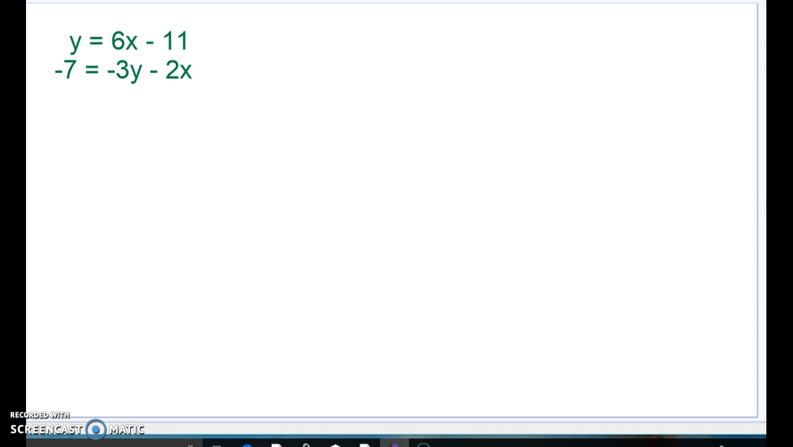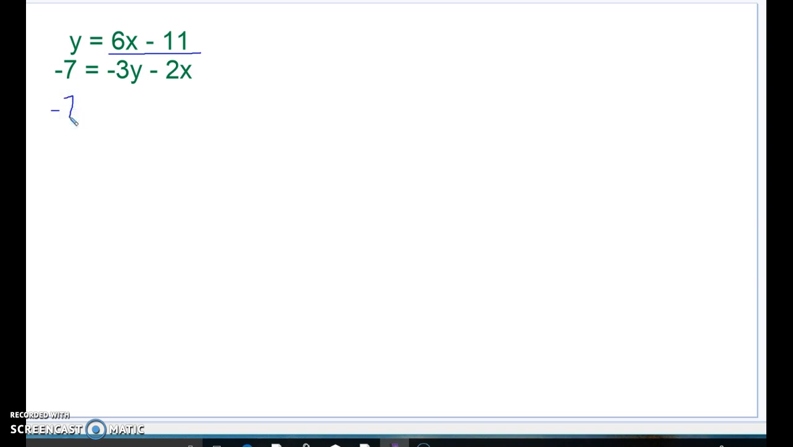Now looking at these systems, we see that we have one linear equation of y is equal to 6x minus 11, and we have another linear equation of negative 7 is equal to 3y minus 2x. The top equation is already solved for a variable, and that variable is y. So y is equal to 6x minus 11, and we can plug the value 6x minus 11 in for y in the second equation.